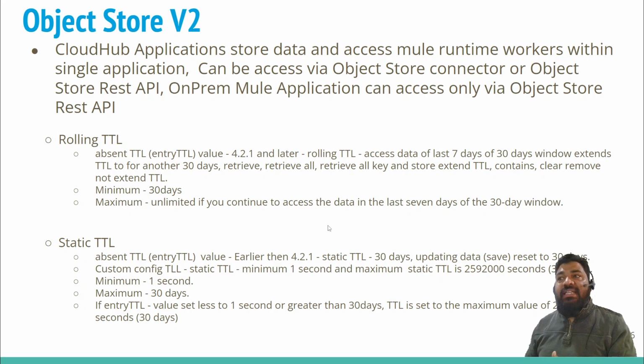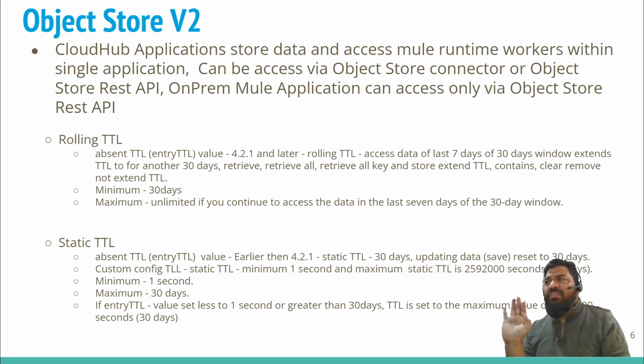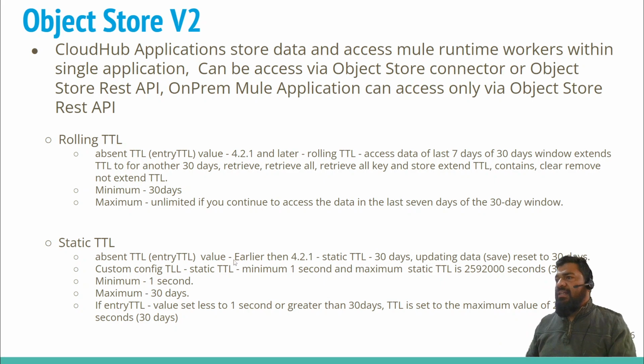And static TTL is applied when you deploy your application on a runtime earlier than 4.2.1. What does it mean? It means that when you save your key, it is fixed for 30 days, and it will be removed after 30 days. So that is what static TTL means. When it is removed, you have to save again. It does not dynamically extend the window.